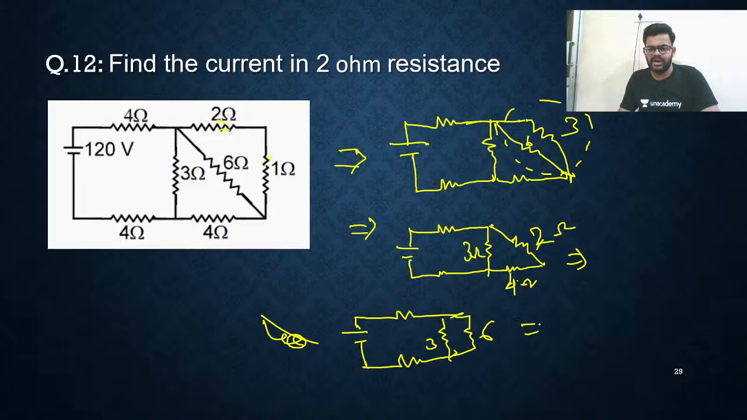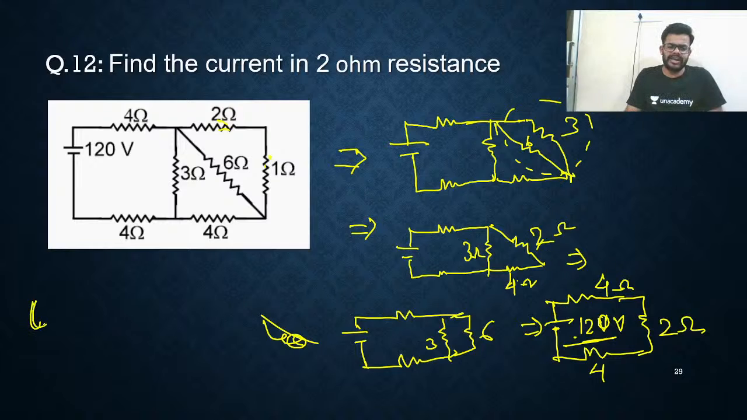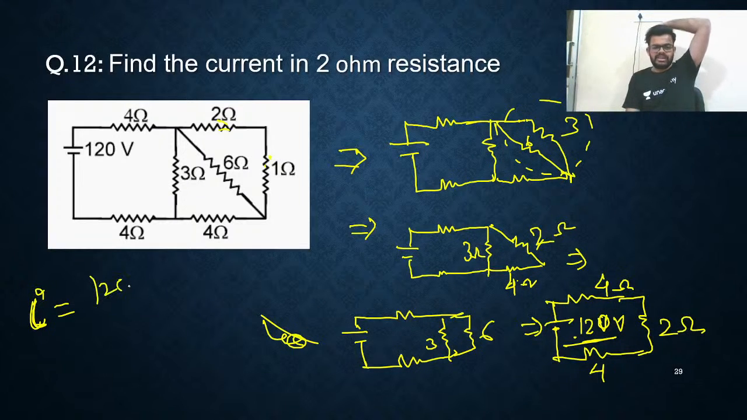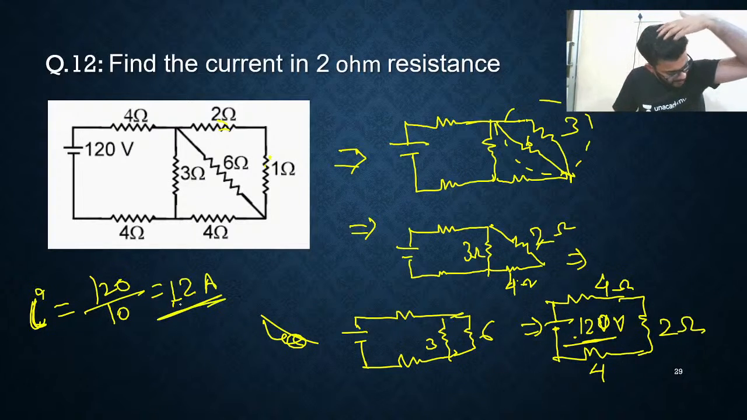So finally you'll get this one is 4 ohm. This one, 6 into 3 by 3 plus 6, means 2 ohm. And this one you are getting 4 ohm. And battery is of 120 volt. Directly you are getting total current from the battery. That is, 120 divided by total resistance, which is 10. So you are getting 12 ampere. No problem. Right?